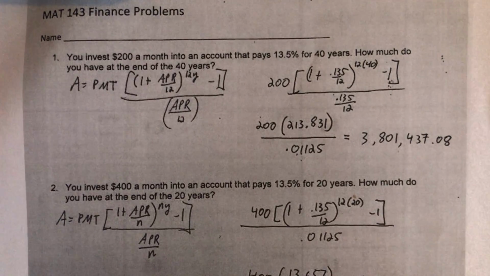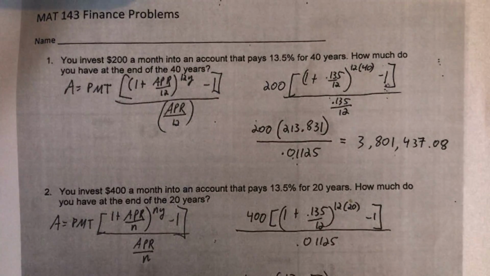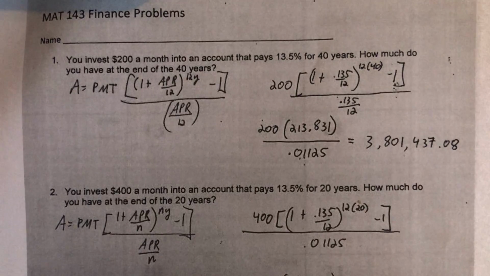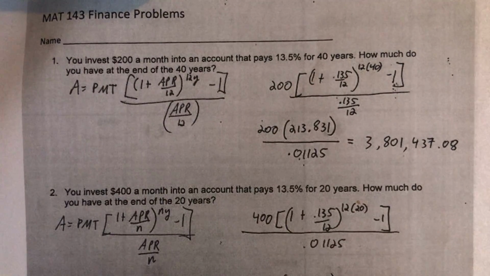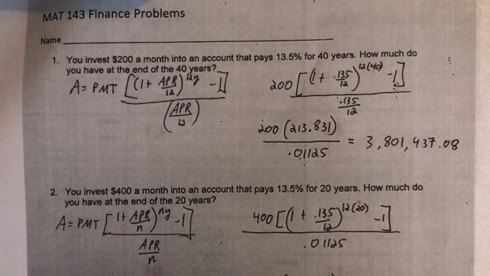All right, so number one, if I deposit $200 a month into an account that gets 3.5% interest for 40 years, how much would I have at the end of the 40 years if I'm looking to retire? So payments, that would be 200, brackets with the parenthesis, 1 plus 0.135 divided by 12 raised to the 12 times 40. Then subtract the 1 and then 0.135 divided by 12 for the denominator.